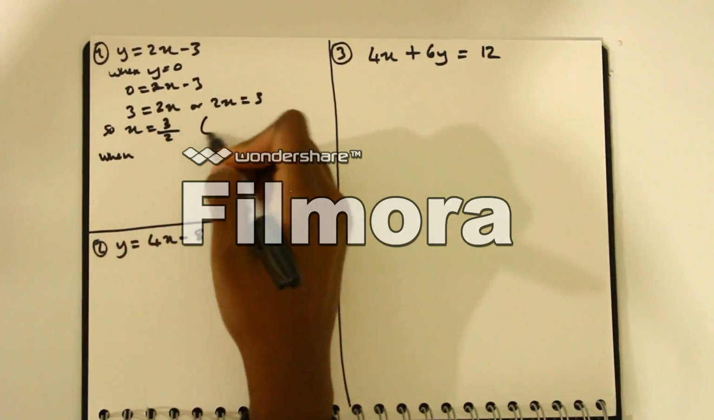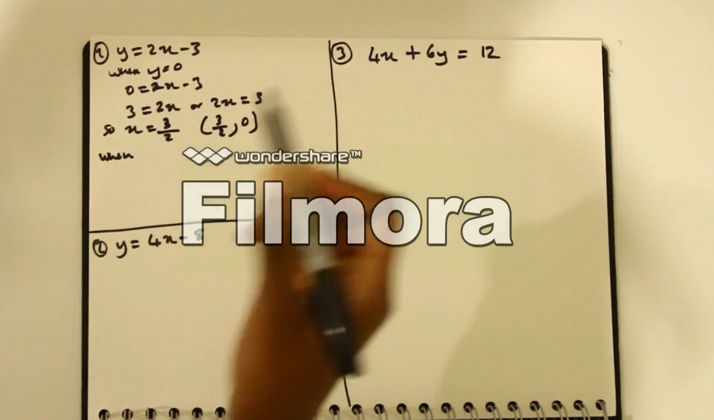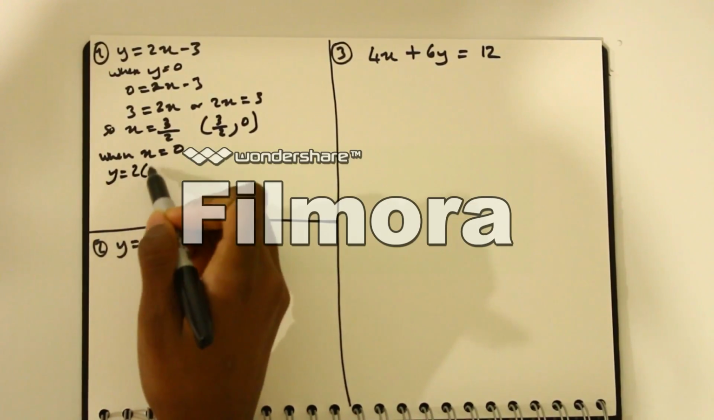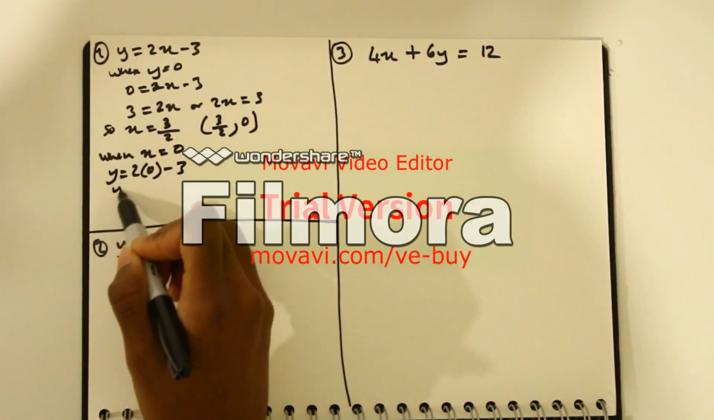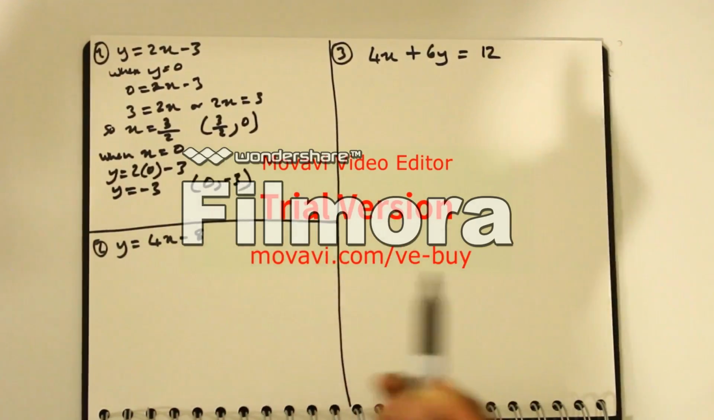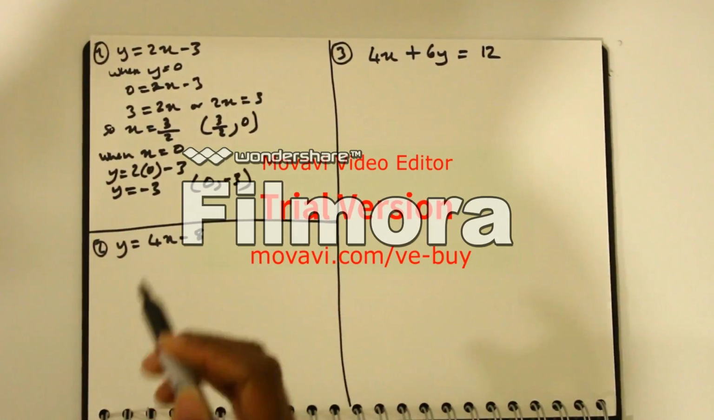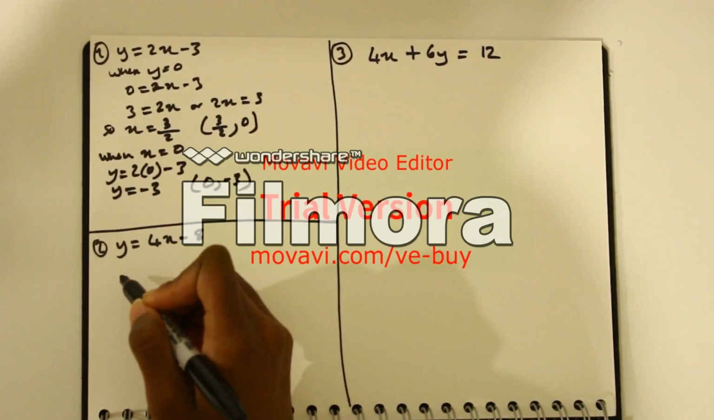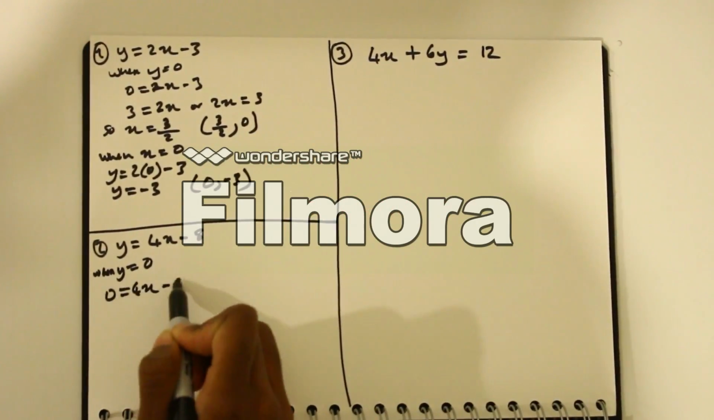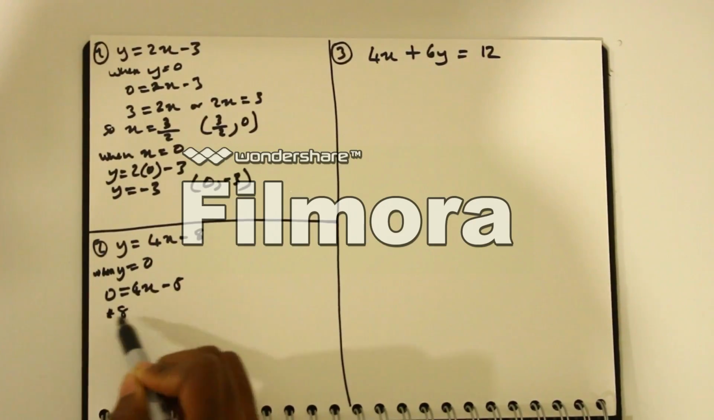Now that you've got that, you can find the y-intercept by saying when x equals 0, substituting that into the equation, and then rearranging the equation to find y. Therefore y equals minus 3. So the coordinates are (0, minus 3) and (3 over 2, 0).